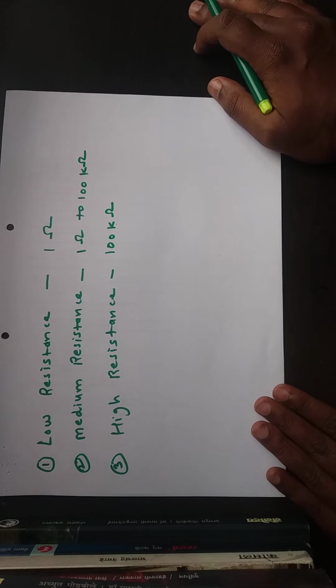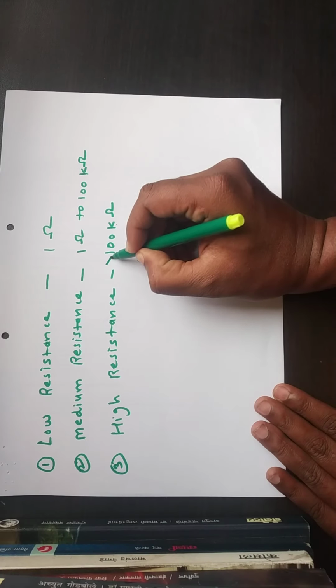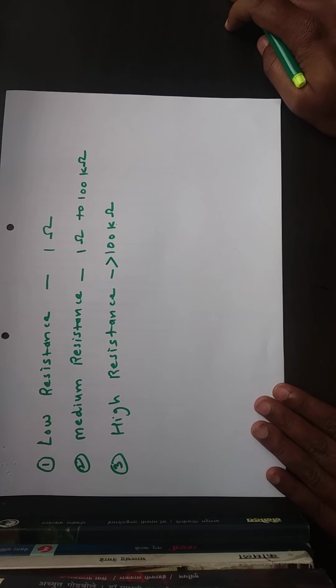So there are three types of resistance: low resistance, medium resistance and high resistance. Resistance of the order of 1 ohm or less is called low resistance, resistance in the range of 1 ohm to 100 kilo ohm is called medium resistance, and resistance greater than 100 kilo ohm is considered high resistance.